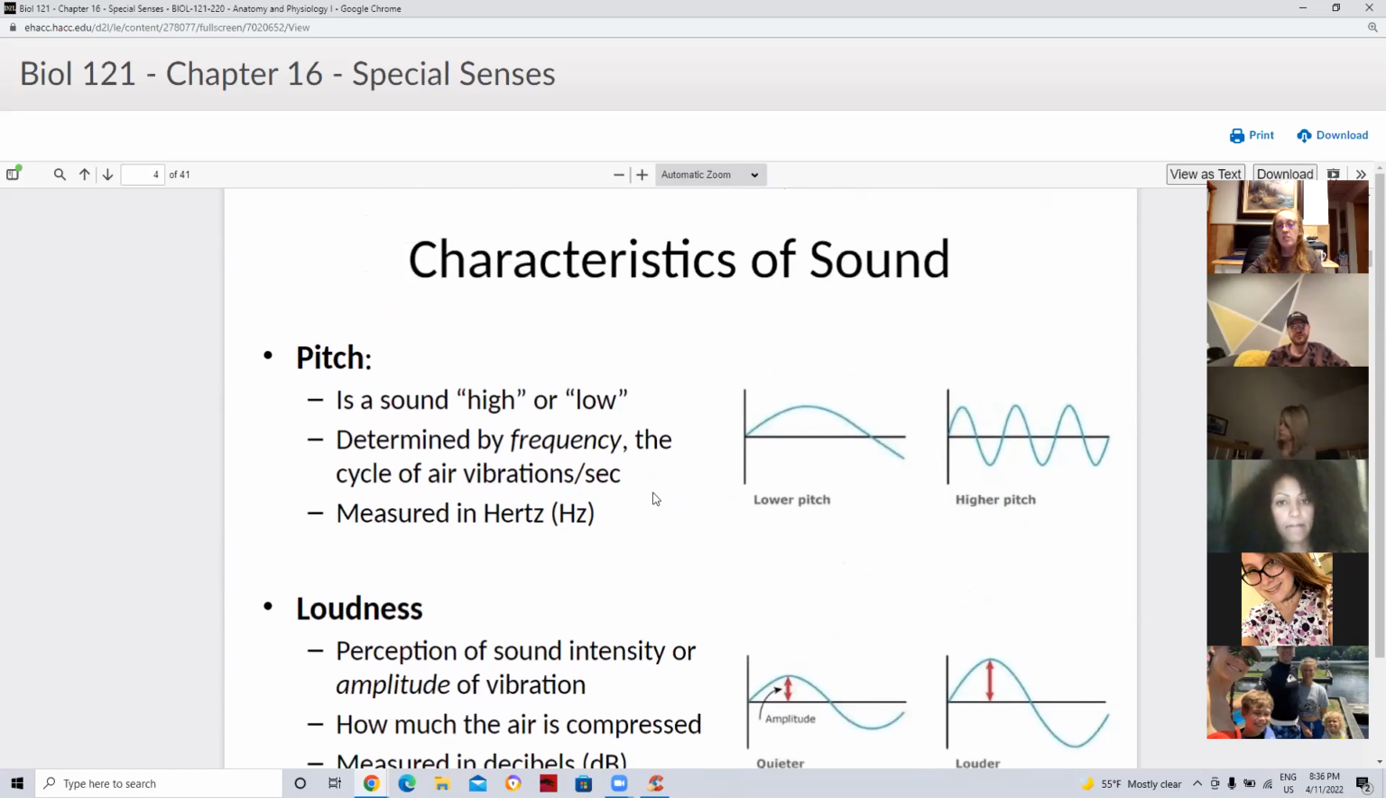The pitch can be high or low and is determined by the frequency. How many vibrations are there per second? Measured in hertz.